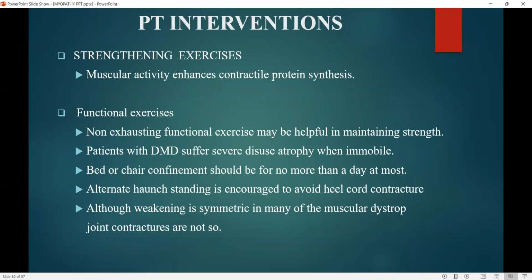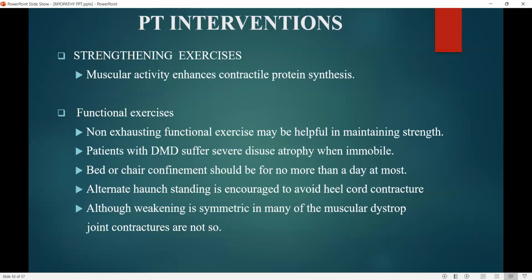PT interventions, the physiotherapy interventions. Strengthening exercise: muscular activity enhances contractile protein synthesis. Functional exercise: non-exhausting functional exercise may be helpful in maintaining strength. Patients with DMD suffer disuse atrophy when immobilized. Bed or chair confinement should be for no more than a day at the most. Alternately, standing helps cross the ankle to avoid heel cord contracture.